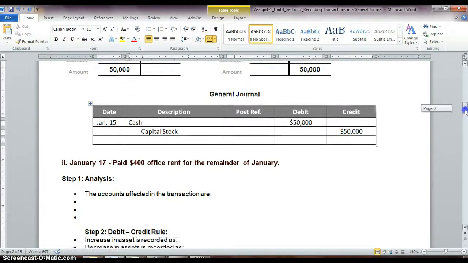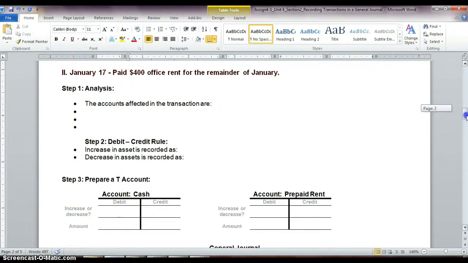Pretty simple stuff, huh? We're just copying information from our T accounts to our general journal. Okay, let's look at the second transaction together. So on January 15th or 17th, we paid $400 office rent for the remainder of January. Okay, so let's analyze this.